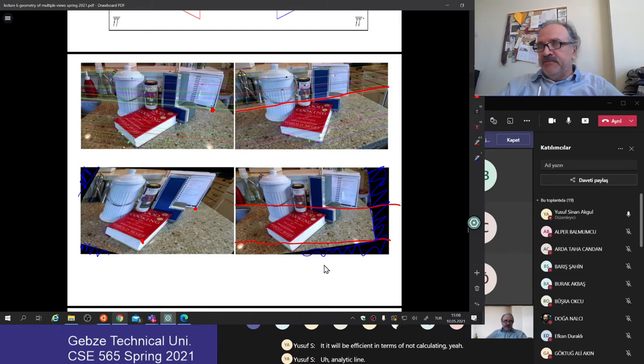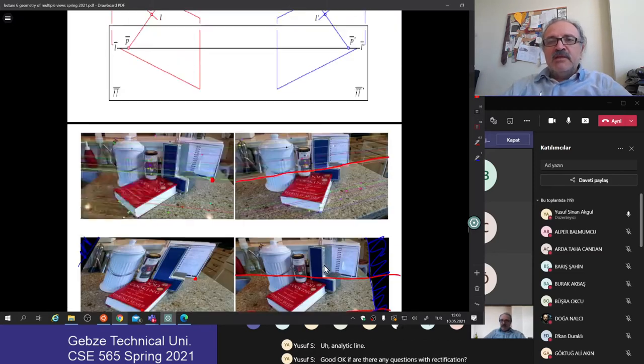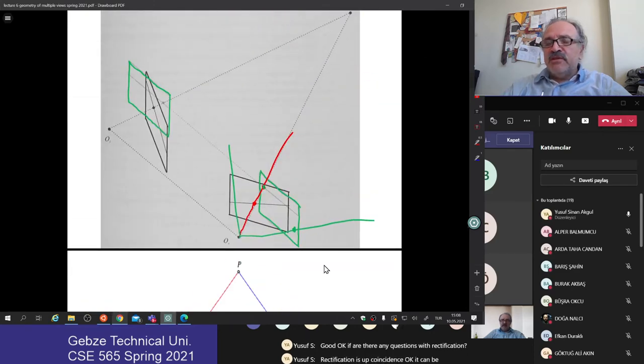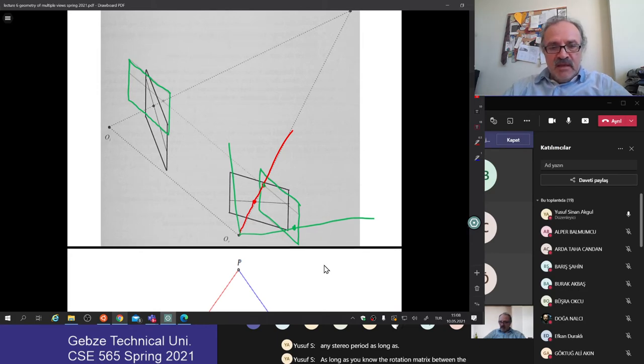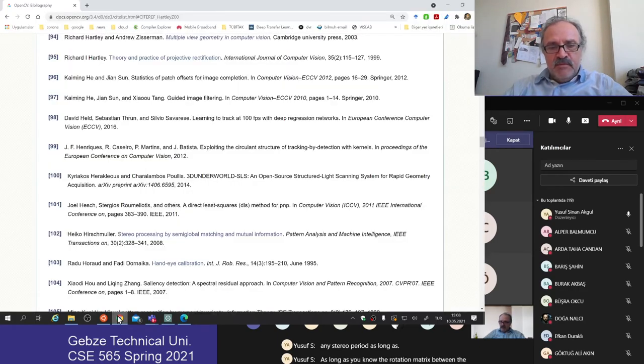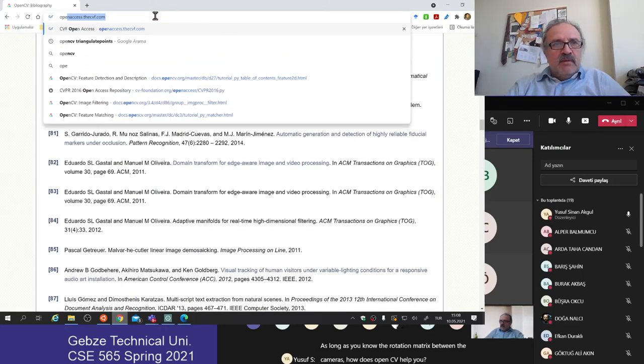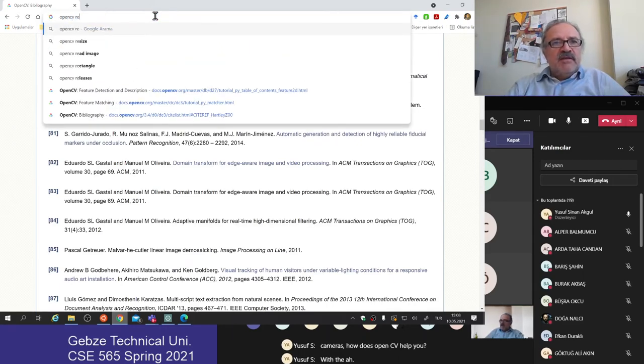Good, okay. Are there any questions with rectification? Rectification is not a coincidence. It can be calculated for any stereo pairs as long as you know the rotation matrix between the cameras. How does OpenCV help you with rectification?